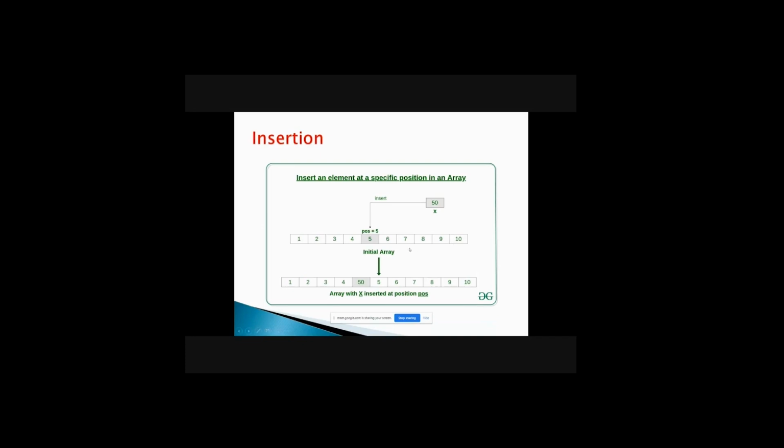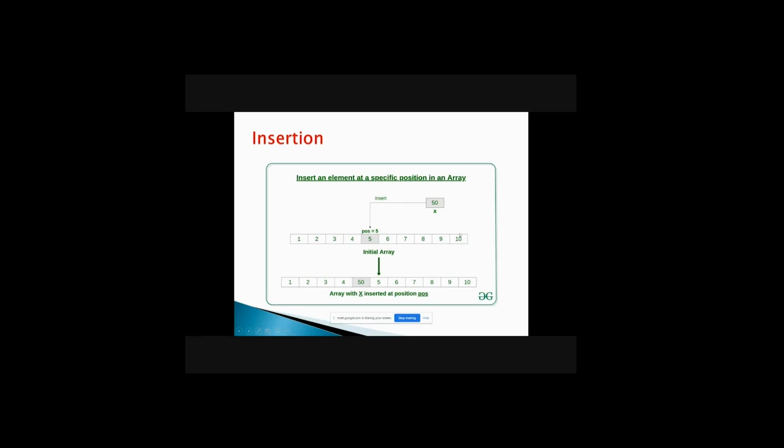Already what is there in the position 5? 5 is already there. But now what is the new element I want to insert in the position 5? 50. So what we do is, from the position 5 till the last position, you have to shift right. When I say shifting right, it cannot be done at a time. First, you have to go to the last element, that is 10, and move it to the right by 1 position.